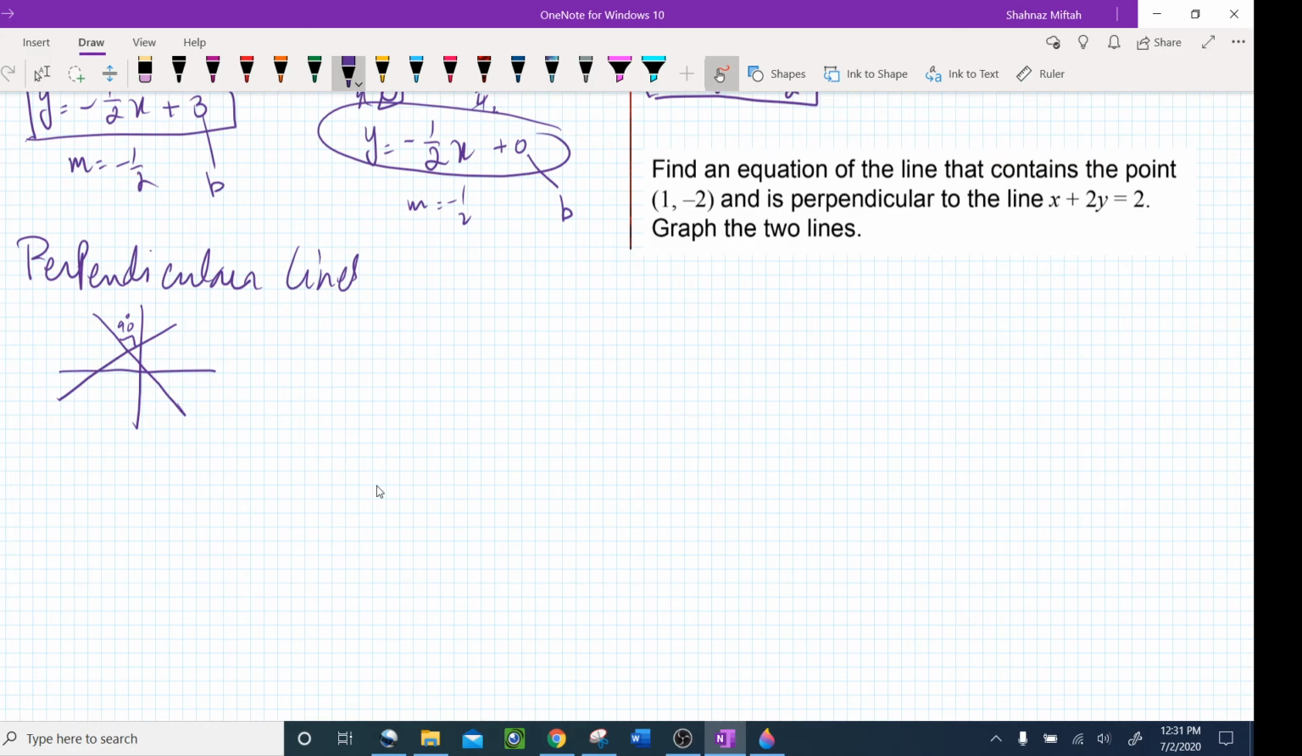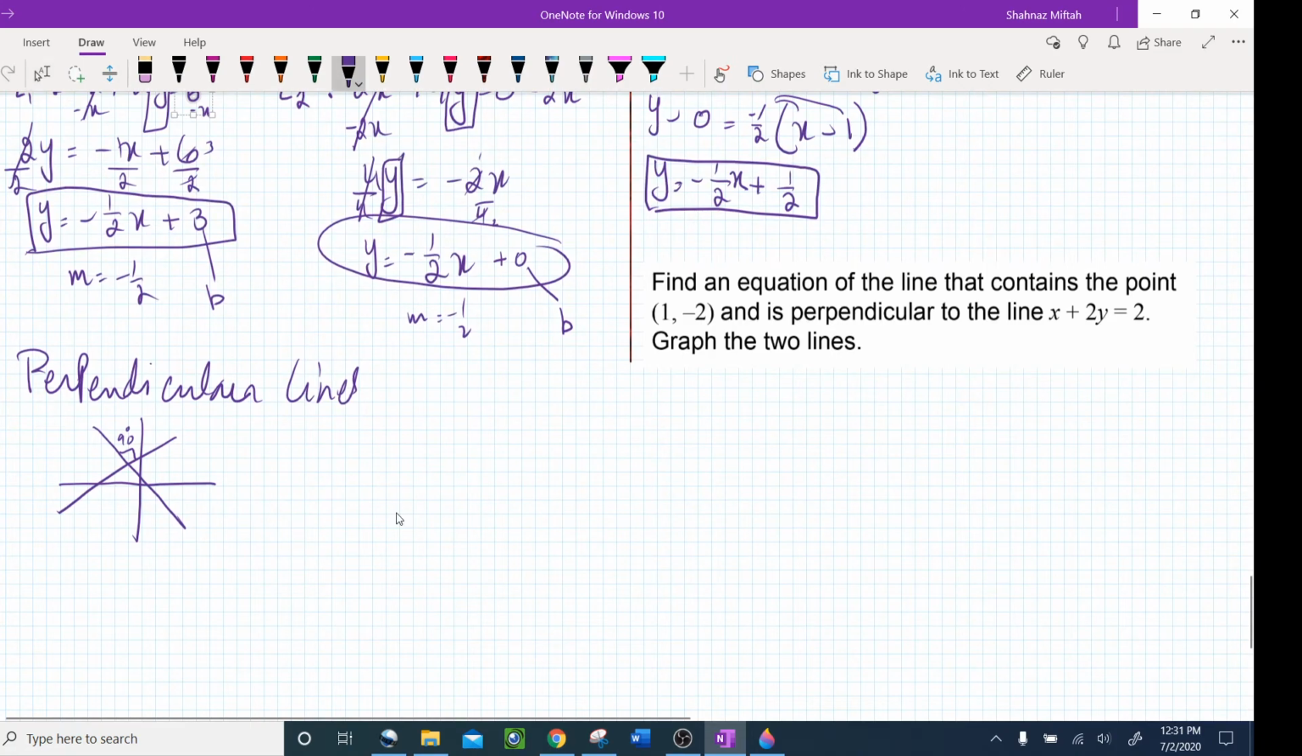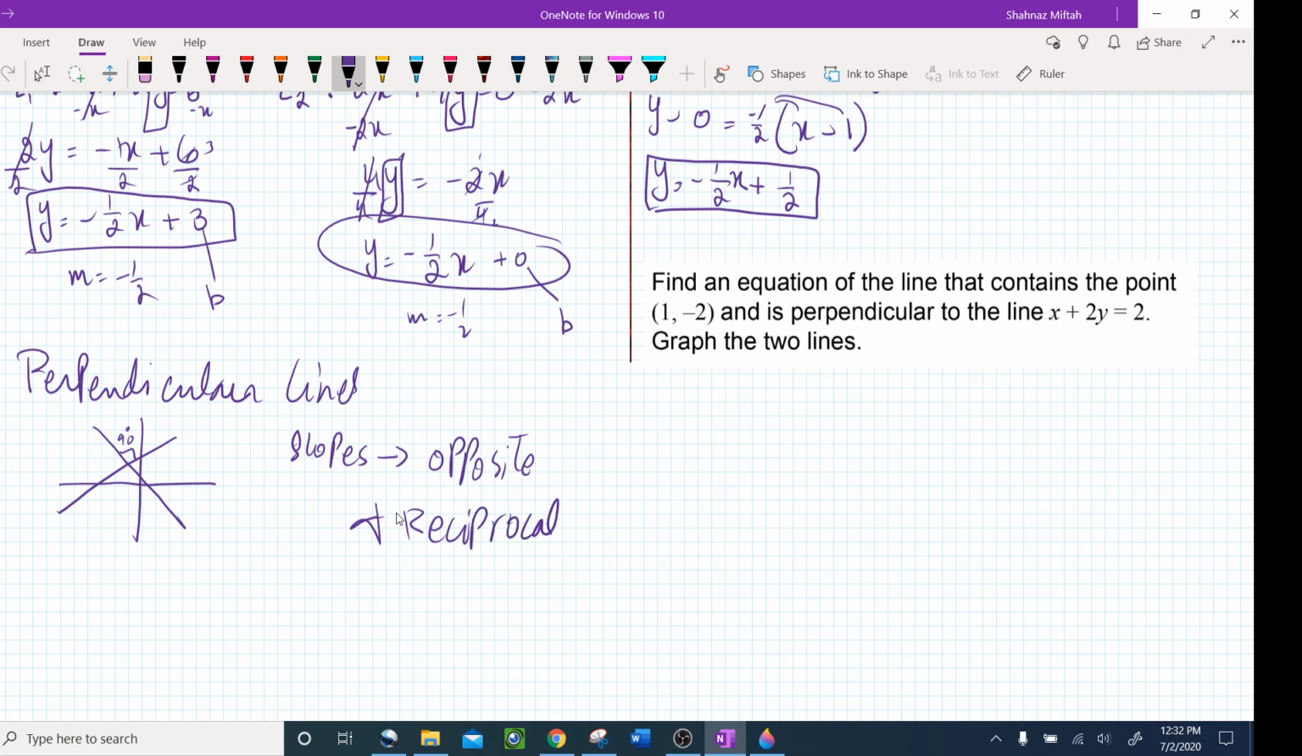So perpendicular lines means the slopes are supposed to be opposite. Opposite means if one is positive, the other one's supposed to be negative. Opposite and reciprocal. Okay. If line 1 slope is -3/2, then what would line 2 slope be if they are perpendicular? 2/3.